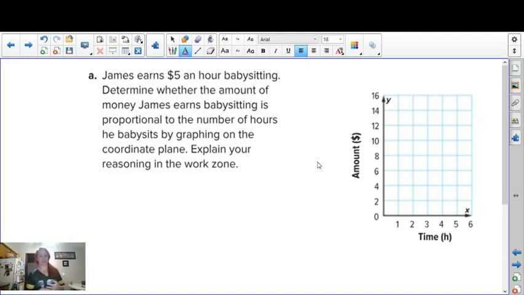James earned $5 an hour babysitting. Determine whether the amount of money James earns babysitting is proportional to the number of hours he babysits by graphing out on a coordinate plane. Explain your reasoning. And the work zone is just on your piece of paper. Ignore the word work zone. So I want you to pause this one, see what you come up with, and tell me if you think this is a proportional relationship.